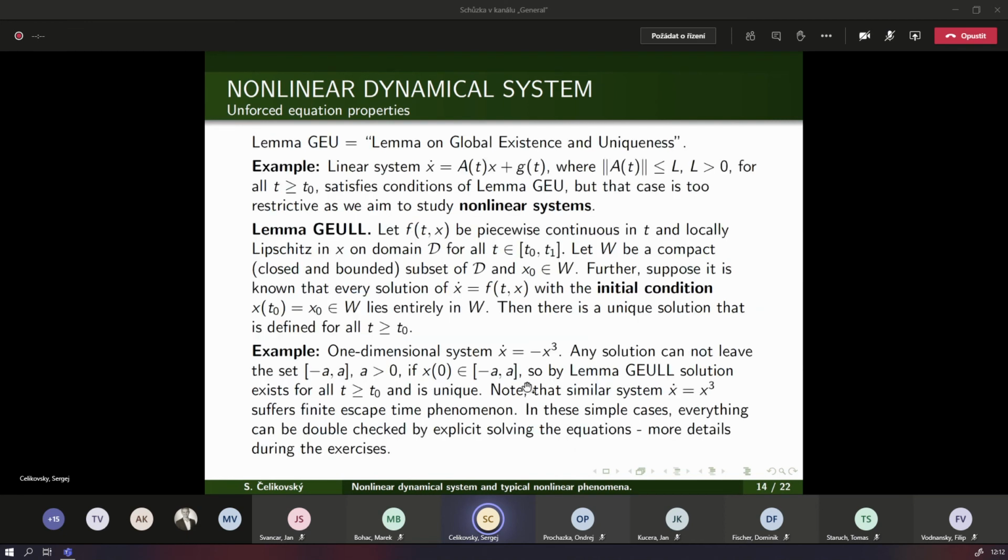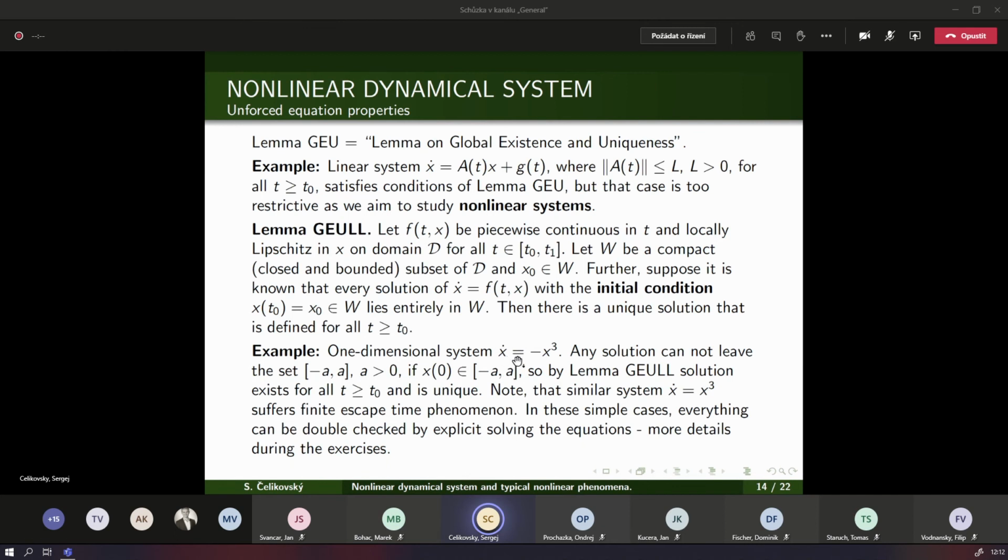And if, in addition, we have some function which is not globally Lipschitz, but for other reasons we know that the solution cannot escape some bounded closed set, some compact set, then even the local Lipschitz property on this domain D would be sufficient.